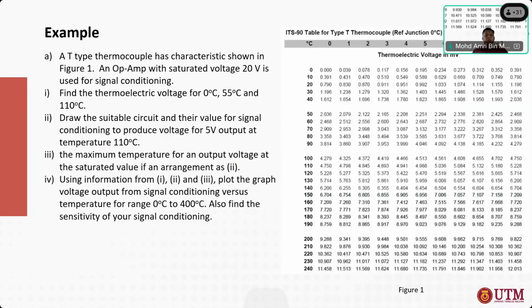Now we go to this example. What is this example? A type T thermocouple has the characteristic shown, using information from 1, 2, and 3, plot the graph of output from signal conditioning versus temperature for the range of 0 degrees Celsius to 400 degrees Celsius. Also find the sensitivity of your signal conditioning. Alright.